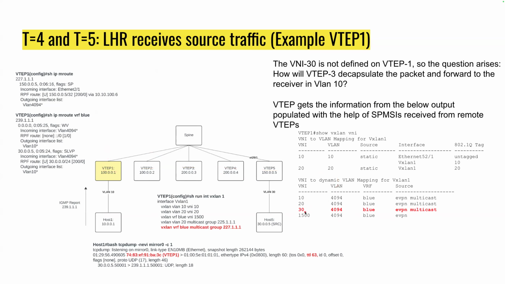So that is why the packet on VTEP 1, it understood the VNI. And once the packet is decapsulated, looking at the M route in the default VRF, it will hand it off to VLAN 4094. And once the packet is coming into the VRF blue, it would create an S,G. Basically, it would route from VLAN 4094 to OIL VLAN 10, and it would send it towards the host.